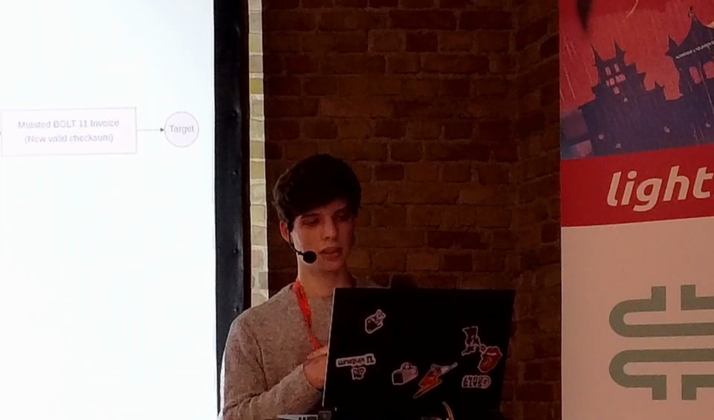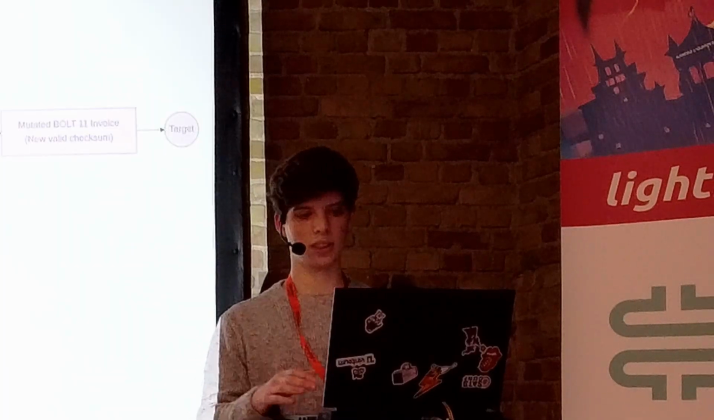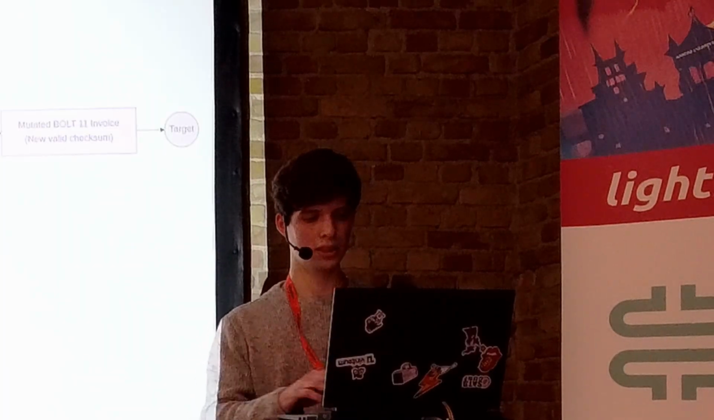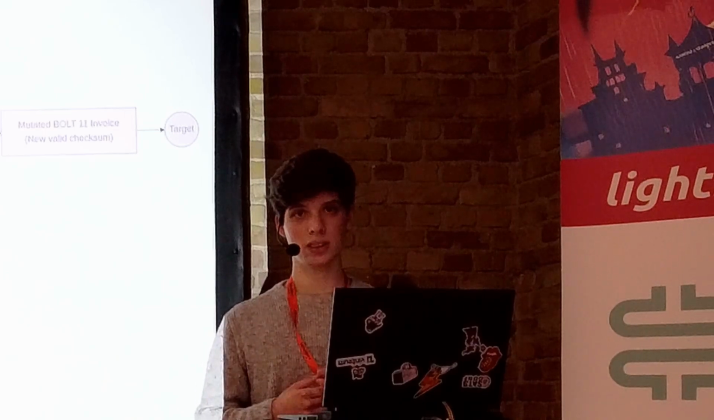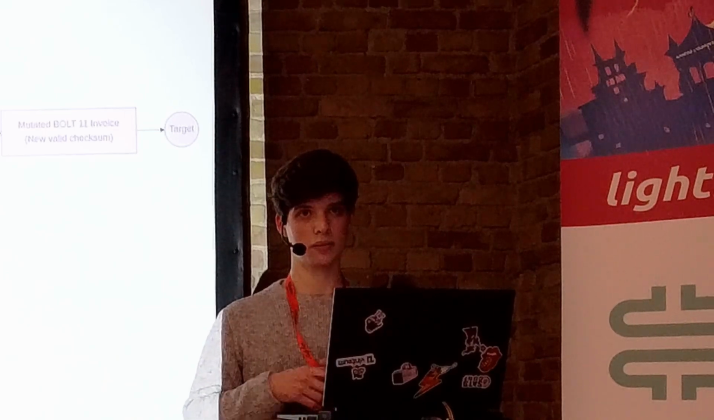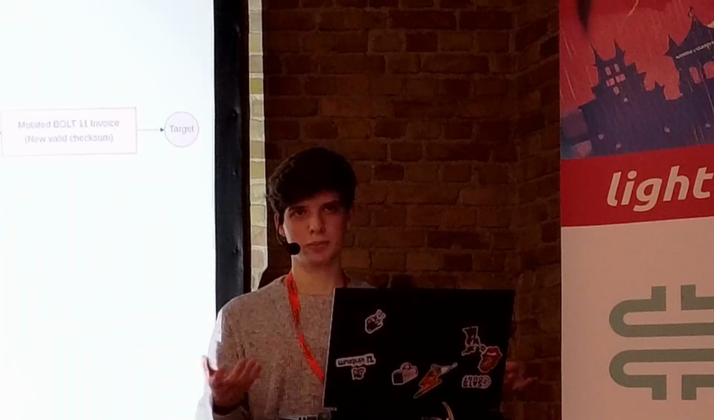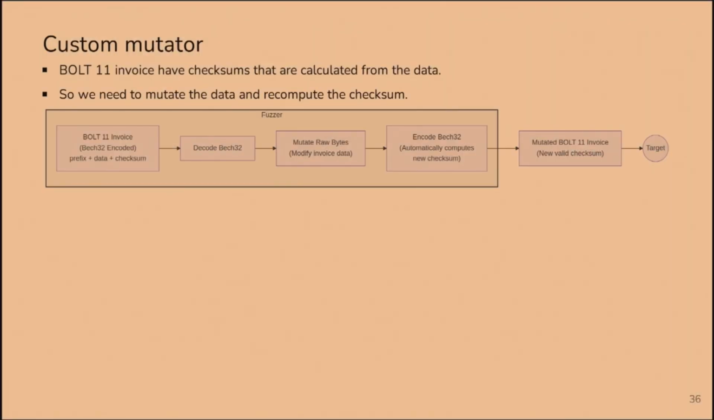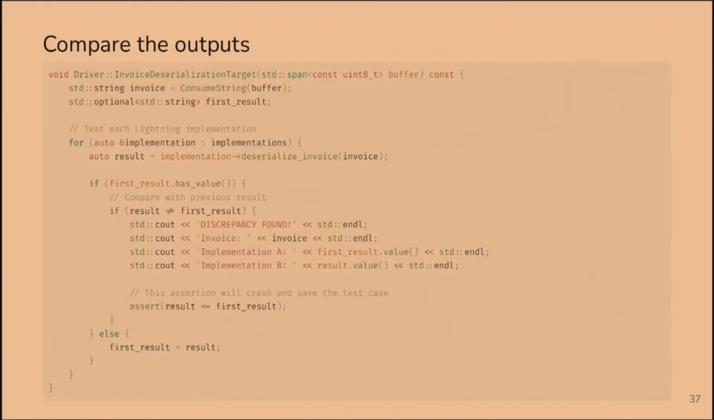So what we do is we take the input, which is in the bolt11 format, and then we parse the bech32, and then we mutate the raw bytes, because we parse it through bytes, and we mutate at that stage. Then we encode back to bech32, and then we send it to the target, which will have a valid checksum and be a valid encoding for a bolt11 invoice.